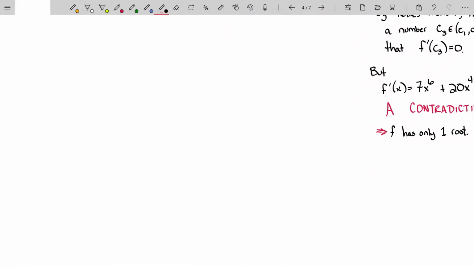Remember, the root is somewhere on the interval from -1 to 0. We know it's not at -1 because we know the value at -1, and we know it's not at 0. We also know that f prime of x, third time I'm writing it down, but here it is. It's 7x to the 6th plus 20x to the 4th plus 3.